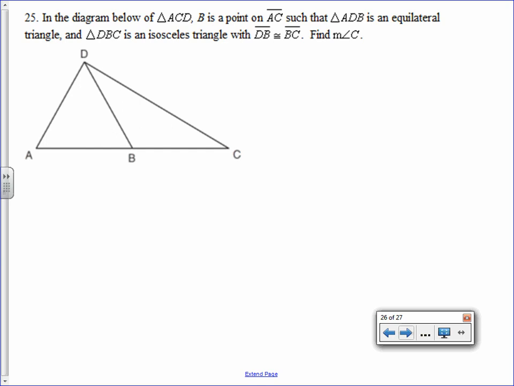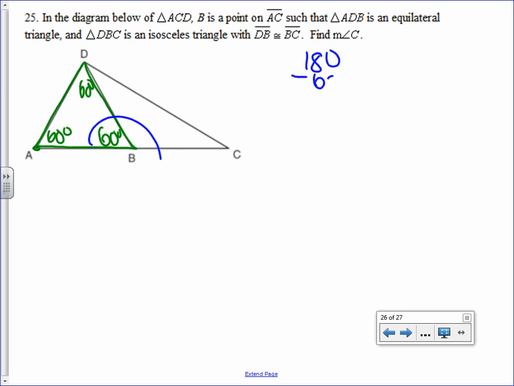In the diagram below, triangle ACD, B is a point of AC such that ADB is an equilateral triangle. That is music to my ears. Because when I see an equilateral triangle, I know, without doing any work, that all the angles are 60. And hey, I see a linear pair. Because I'm looking for it. It also says that DBC is isosceles with DB being congruent to BC. As soon as I mark those, I mark the angles opposite them.